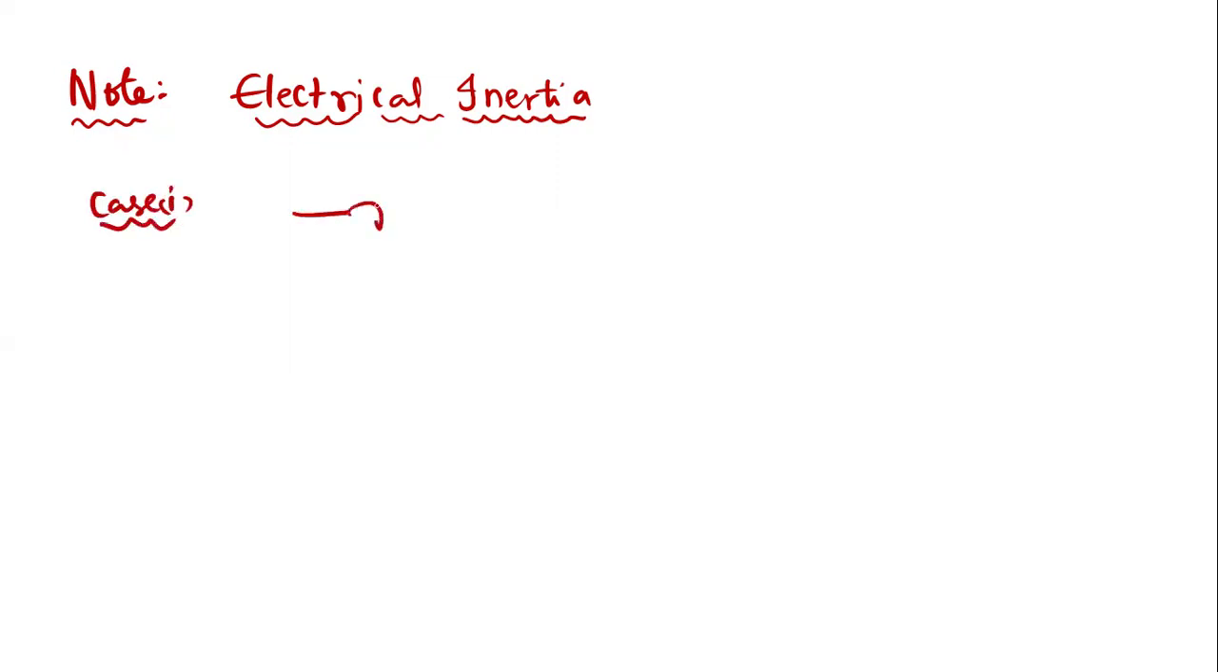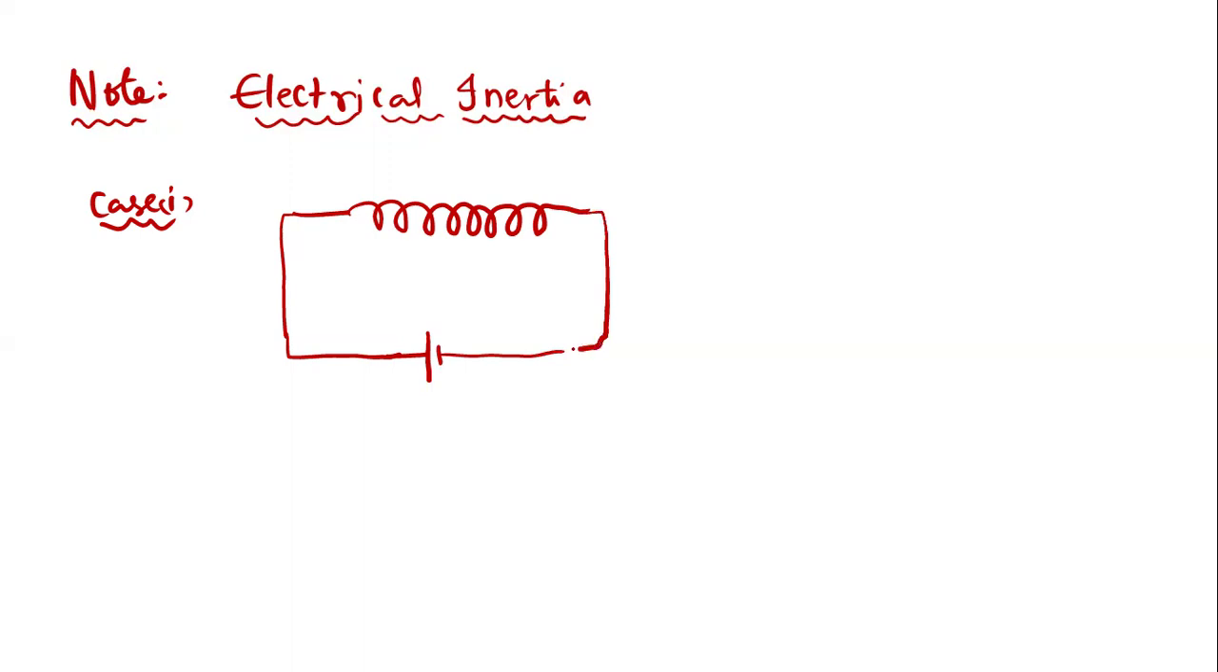For example, I am connecting one solenoid. From now onwards, we will not call it a solenoid, but we call it an inductor. Inside this circuit, for example, I am adding one battery, or you can say a cell. I have a cell connected. So this is one case.